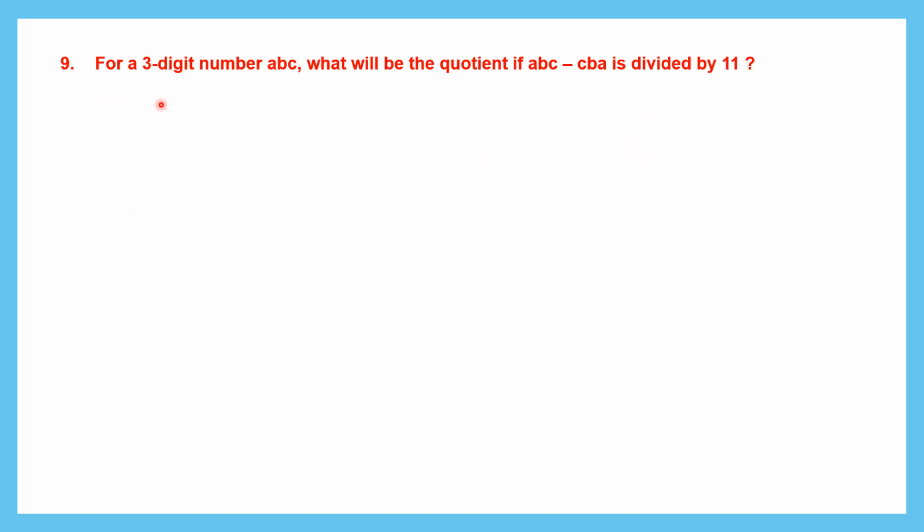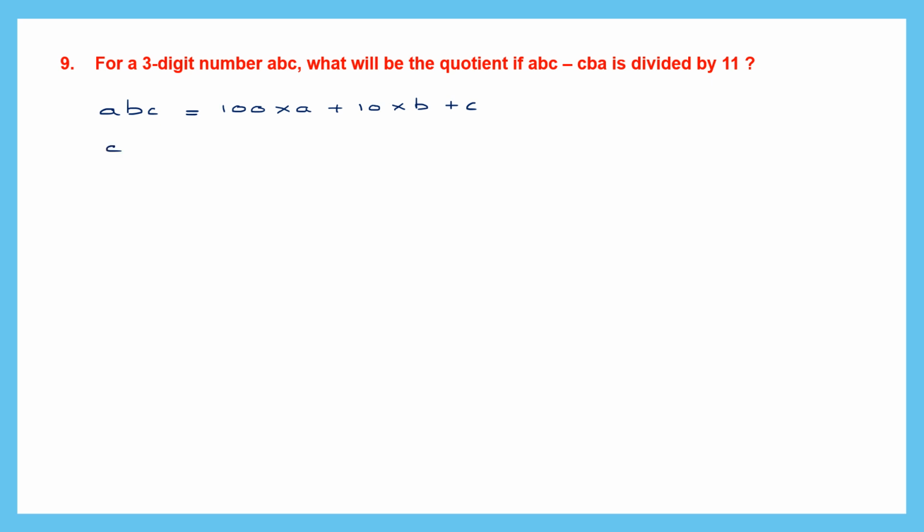Question 9. For a 3-digit number ABC, what will be the quotient if ABC minus CBA is divided by 11? So the first thing that we can do is we can try and expand this. If I take ABC, it's not a product, is it? It isn't A into B into C. C is in the ones place, B is in the tens place and A is in the hundreds place.